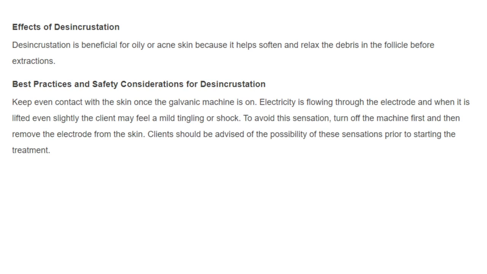Keep even contact with the skin once the galvanic machine is on. Electricity is flowing through the electrode, and when it is lifted even slightly, the client may feel a mild tingling or shock. To avoid this sensation, turn off the machine first and then remove the electrode from the skin. Clients should be advised of the possibility of these sensations prior to starting the treatment.